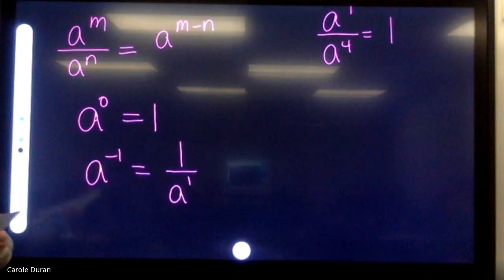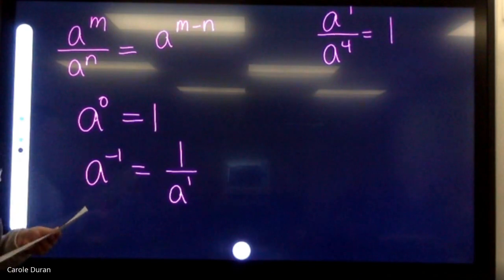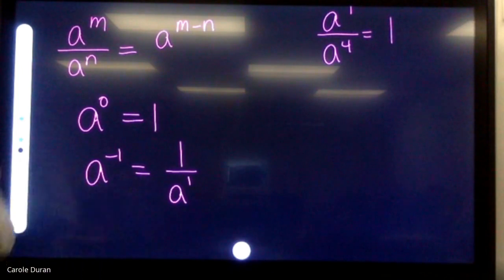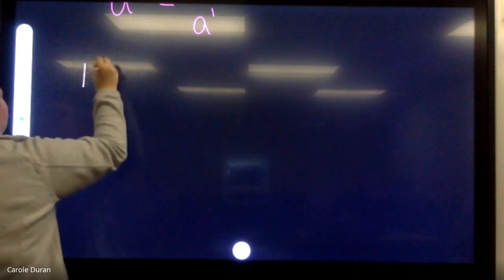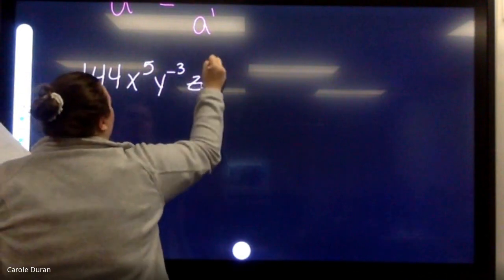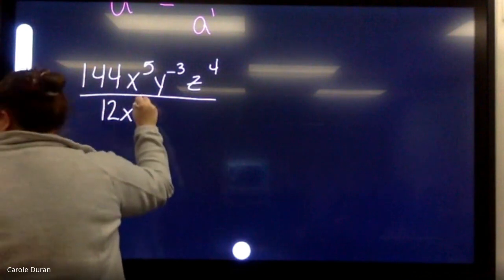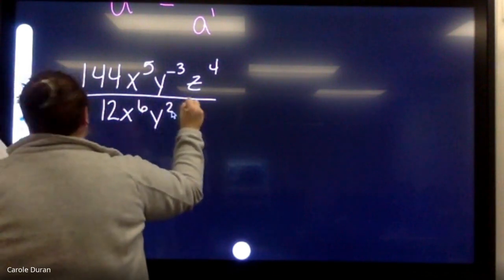So what we're gonna do is some examples, because I know how much you guys are super loving this. Is this the rest of the concept? Yes, for the most part. Okay, a couple examples. I would like to start with 144 x to the 5th, y to the negative 3, z to the 4th, all over 12 x to the 6th, y squared, z to the 4th.